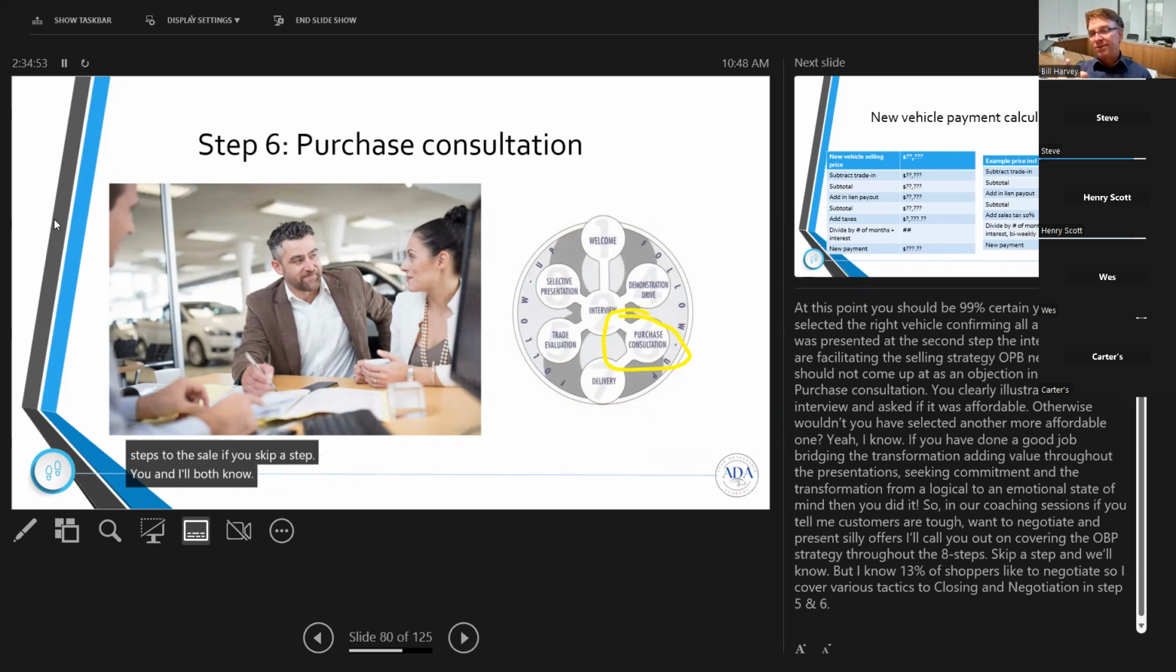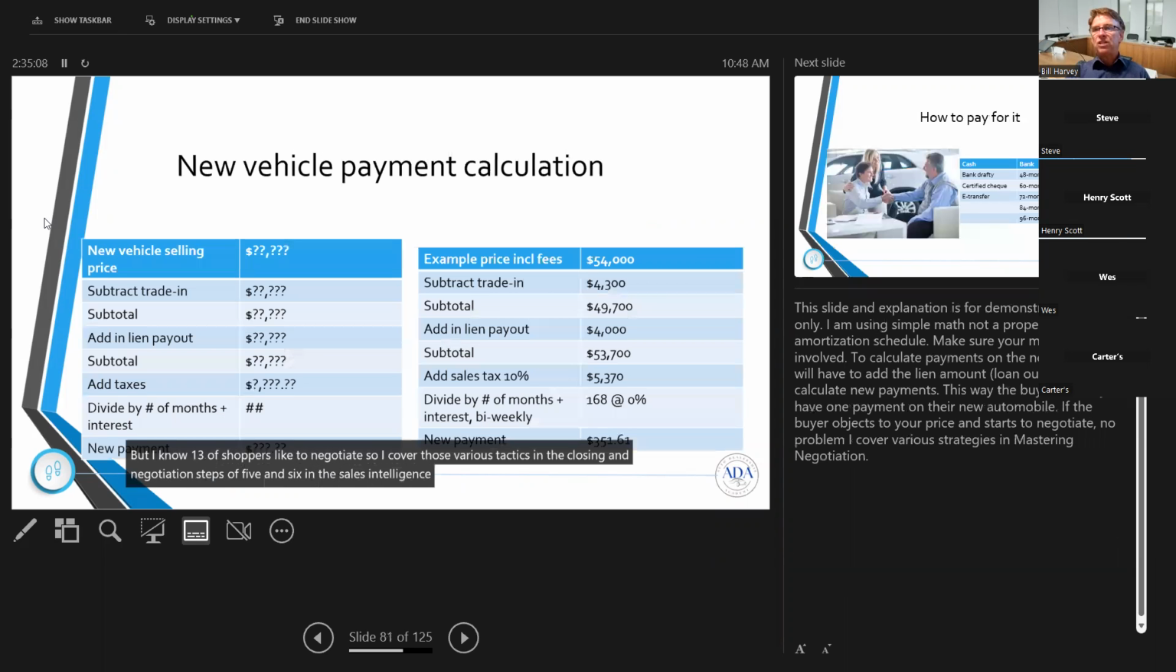But I know 13% of shoppers like to negotiate. So I cover those various tactics in the closing and negotiation steps of 5 and 6 in the sales intelligence phase. So this slide and explanation is for demonstration purposes only. I'm using simple math, not a proper loan amortization schedule.